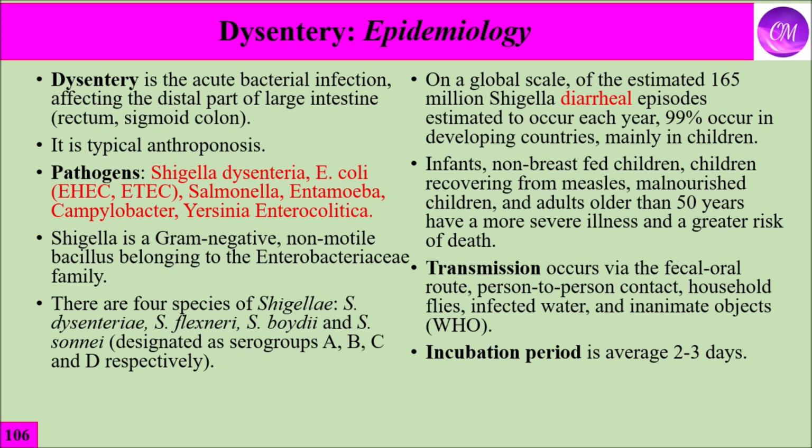Shigella is a gram-negative non-motile bacillus belonging to the Enterobacteriaceae family. There are 4 species of Shigella: Shigella dysenteriae, Shigella flexneri, Shigella boydii, and Shigella sonnei, designated as serogroups A, B, C, and D respectively.